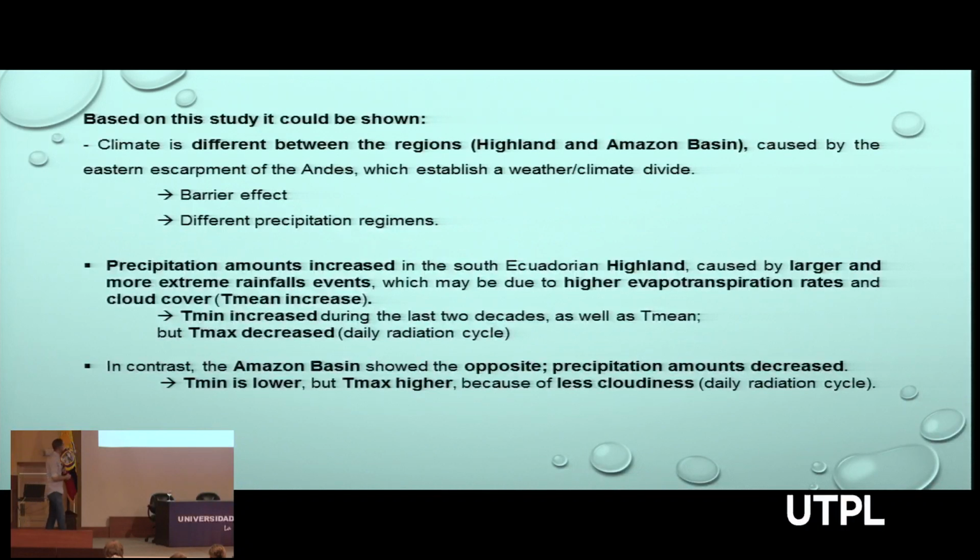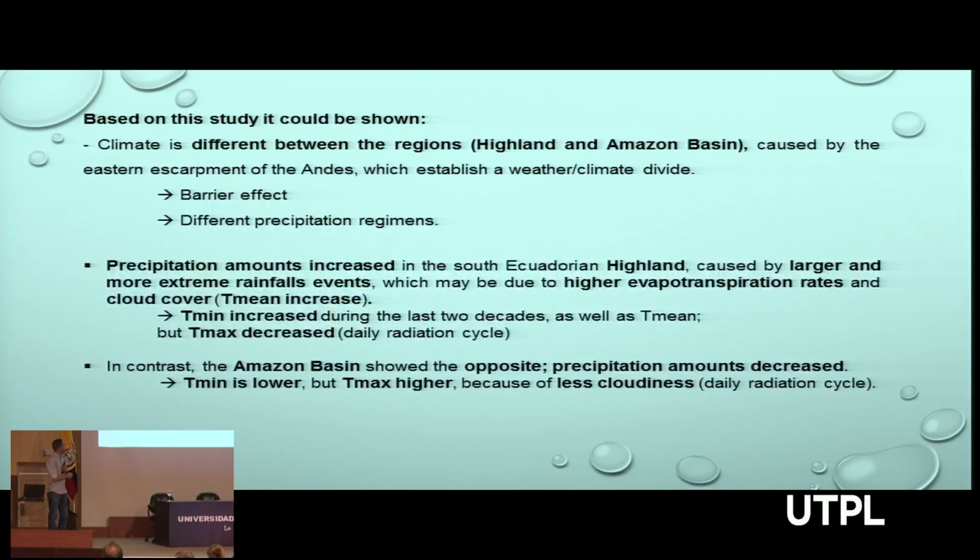For the results, we have seen that we have different climates in the Amazon Basin and in the highlands. This is caused by the eastern escarpment of the Andes, which is a climate or weather device. This is a barrier effect, so we have different precipitation regimes. Precipitation amounts increased in the Ecuadorian highland by larger and more extreme rainfall events, as we have seen in the indexes, which may be due to the higher evaporation because mean temperature increased, and a higher cloud cover.